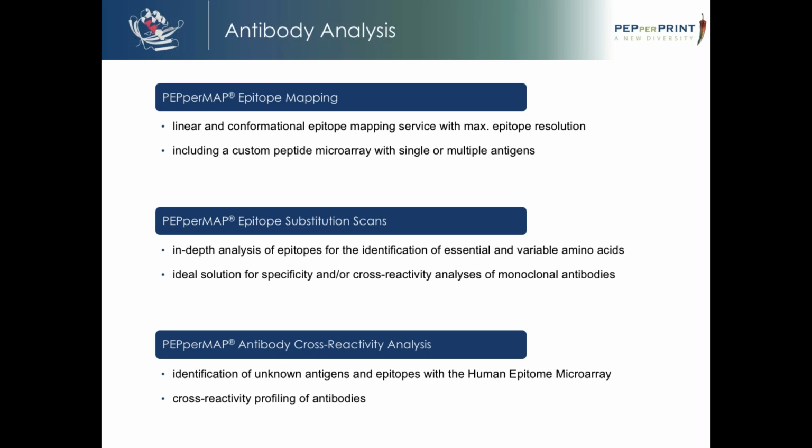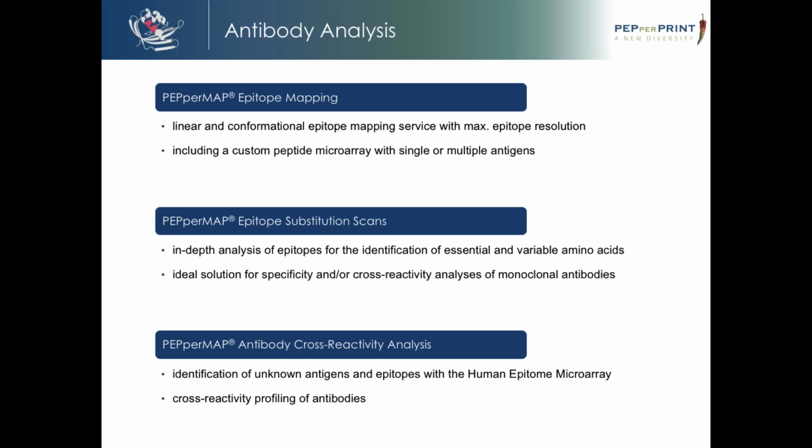Our microarrays can be used for linear or conformational epitope mapping with the highest amino acid resolution, from single to multiple antigens, or more or less all kinds of samples, from purified antibodies to hybridoma supernatants, human sera, or plasma samples. Once the epitope is known, we offer epitope substitution scan to narrow down the essential and variable amino acids of an epitope and to perform a bioinformatic cross-reactivity analysis of a diagnostic or therapeutic antibody.